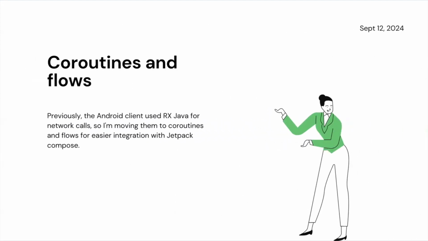The next thing is coroutines and Flow. After migrating to Jetpack Compose, some functions in Jetpack Compose are basically suspend functions. So moving to coroutines and Flow is a good idea as compared to RxJava. I migrated all the network calls from RxJava to coroutines and used coroutine callbacks, Flow and all.